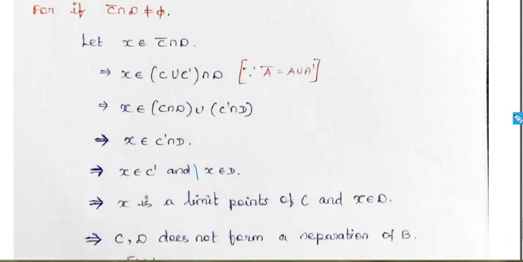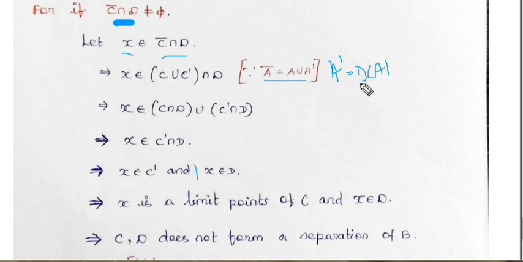What is the result? Suppose it is non-empty, which means their intersection is non-empty, so any one element belongs to it. Let's say X belongs to C closure intersection D. Then we know the result A closure equals A union A dash, where A dash is the derived set of A, that is, the set of all limit points of A.